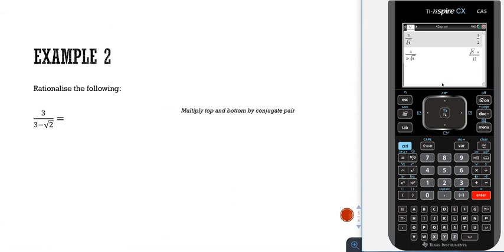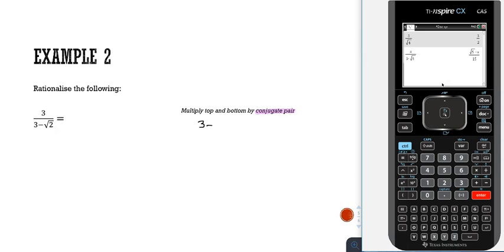Example 2 is looking at something a little bit more difficult. You multiply top and bottom by the conjugate pair. Because the bottom is not just a surd, I can't just multiply this by root 2. If I did that, my solution on the bottom would have a 3 root 2 in it, which isn't what I want. So I'm going to have to multiply by the conjugate pair of the denominator in order to get rid of all the surds off the bottom.